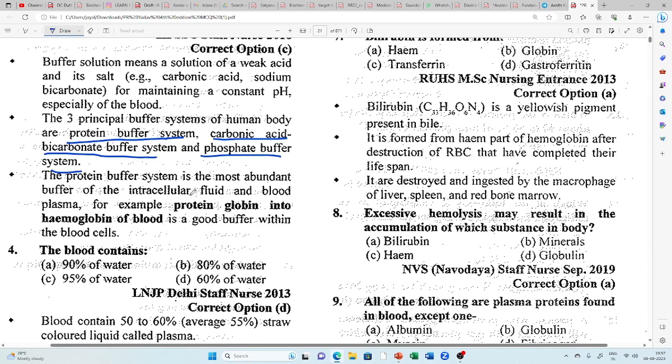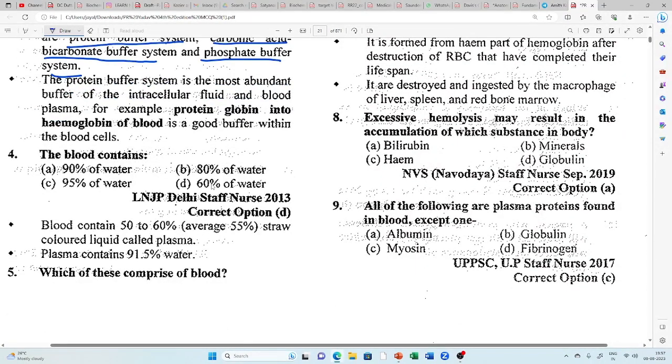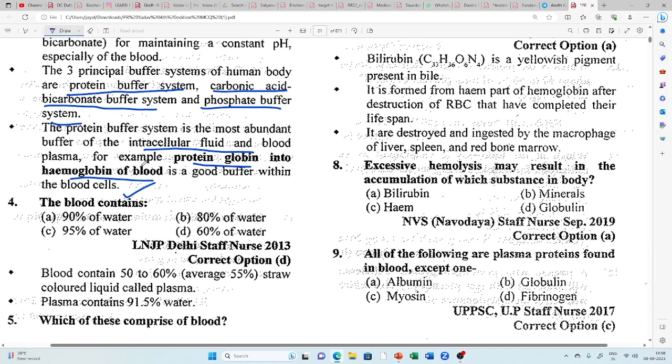Okay, the protein buffer system is the most abundant buffer system in the intracellular fluid and blood plasma. For example, the protein globin in the hemoglobin of blood is a good buffer within the blood cells. Actually, you don't need to read more about buffer systems, just understand the three buffer systems in our blood: the protein buffer system, the carbonic acid bicarbonate buffer system, and the phosphate buffer system.